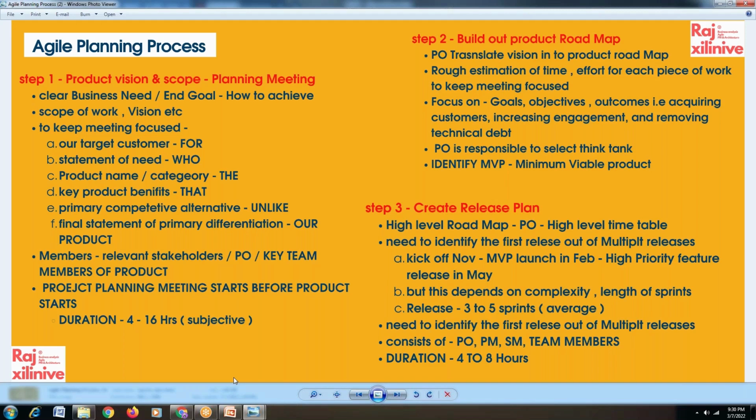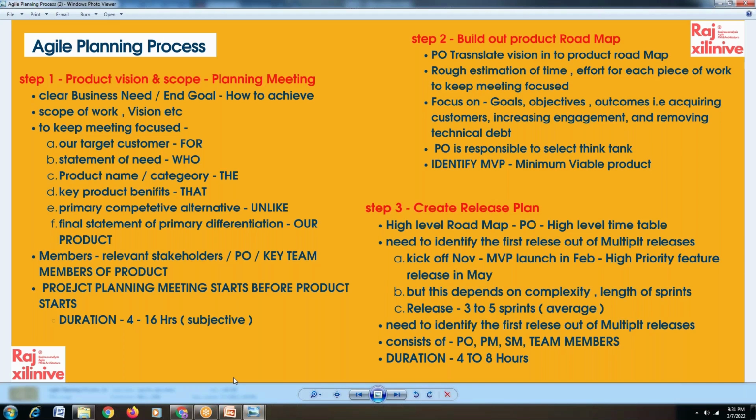Second, statement of need. For what reason are we doing this? Next, what is the product we are planning someone to develop? That is what we call the product name, and which category it falls into. The product name has to be decided. Next, they want to know about the benefits of the product, whatever the product benefits are, they must know.